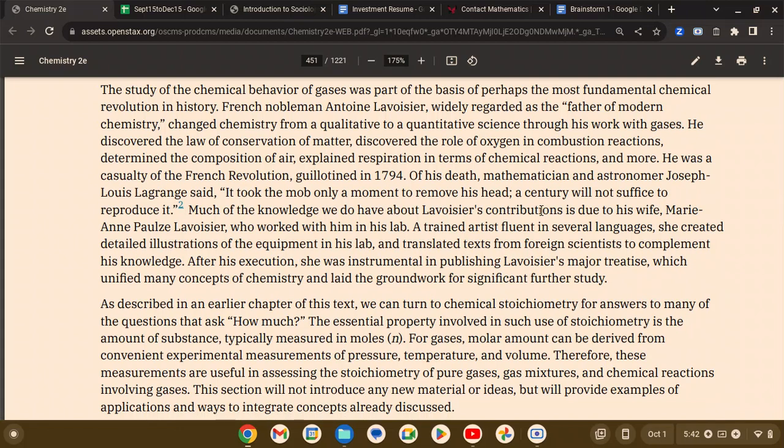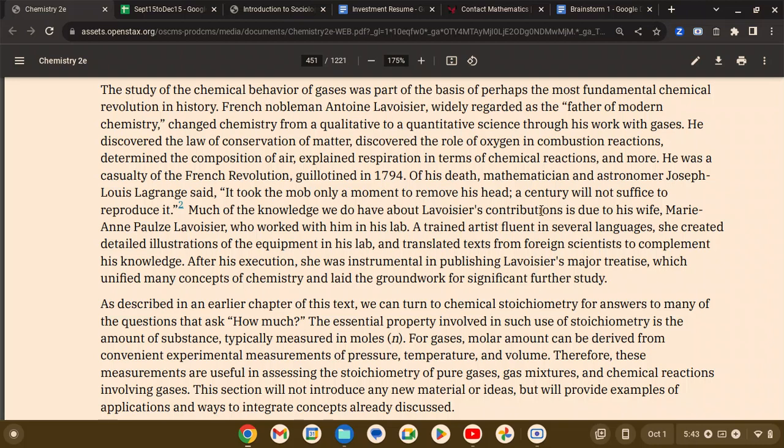Much of the knowledge we do have about Lavoisier's contributions is due to his wife, Marie-Anne Paulze Lavoisier, who worked with him in his lab. A trained artist fluent in several languages, she created detailed illustrations of the equipment in his lab and translated texts from foreign scientists to complement his knowledge. After his execution, she was instrumental in publishing Lavoisier's major treatise, which unified many concepts of chemistry and laid the groundwork for significant further study.